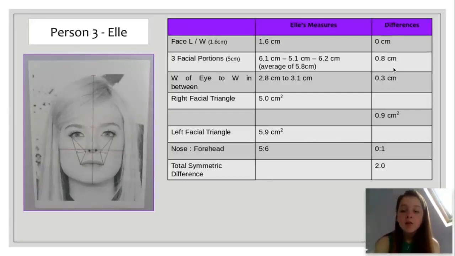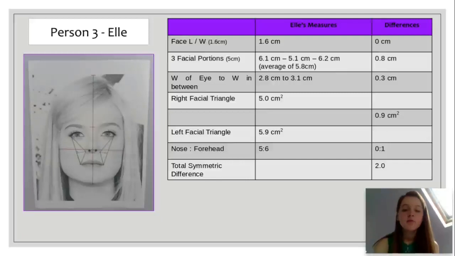That is a larger difference than the other 2 had. And then we have the width of the eye to width in between. The width in between was 3.1 centimeters. You can visibly see that one again is larger than the 2.8 width of the eye. So that gave us a 0.3 centimeter difference.